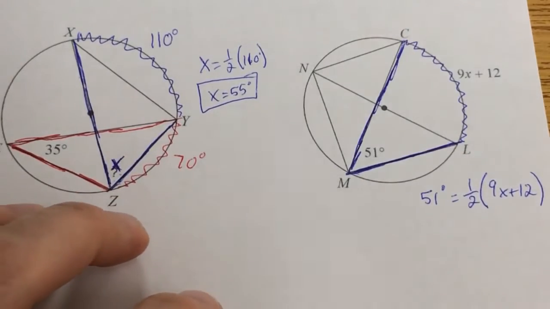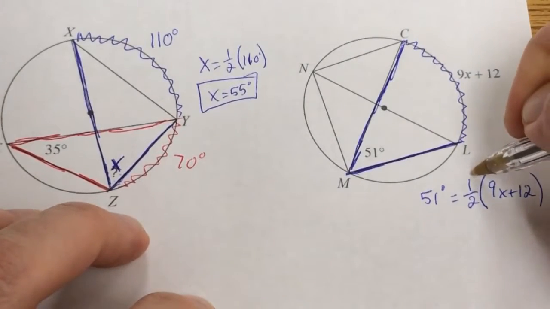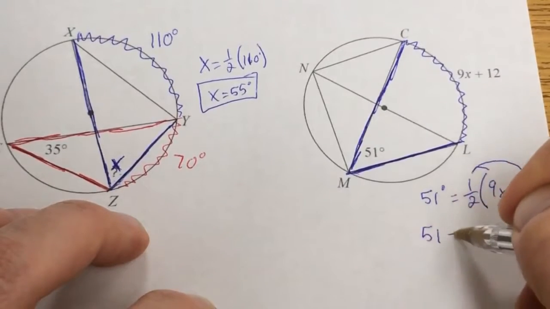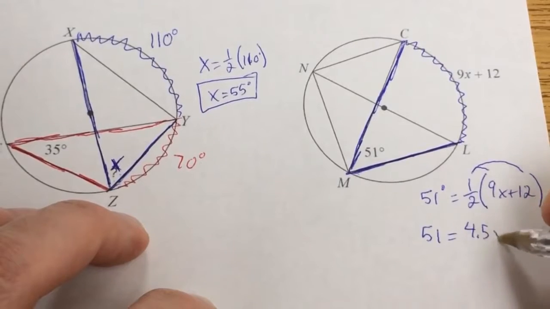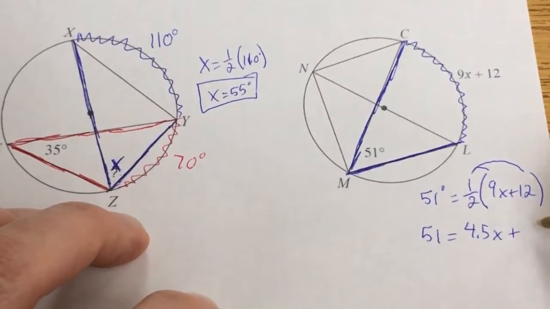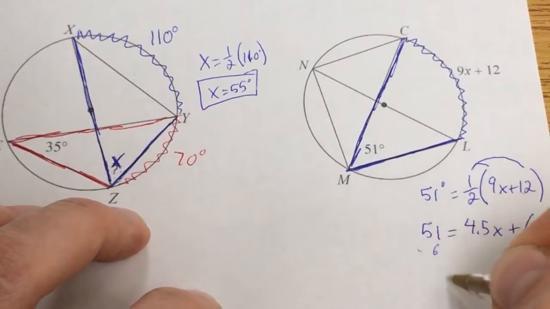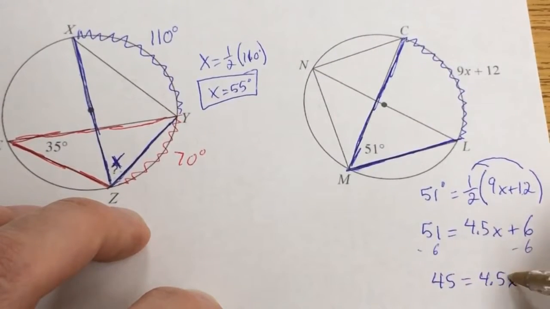Some of you guys are like, I really like distributing that 1/2 because you know how to distribute. I'm going to do that this time. It's correct either way. So if I distribute that 1/2, I'm going to get 51 is equal to half of 9x is 4.5x. And then half of 12 is going to be 6. Okay? Subtract the 6 from both sides. So I have 45 equals 4.5x.